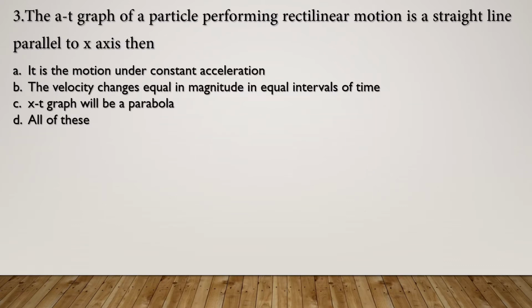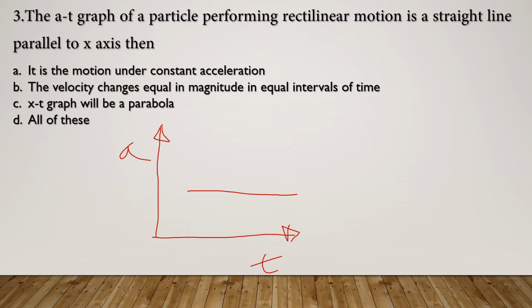Question number 3. The a-t graph of a particle performing rectilinear motion is a straight line parallel to the x-axis. Then the four options are given. The first option is, it is the motion under constant acceleration. We can see that the acceleration is remaining constant, it is independent of time, and that is why the first option is correct. If we observe the second option, the velocity changes equal in magnitude in equal intervals of time.